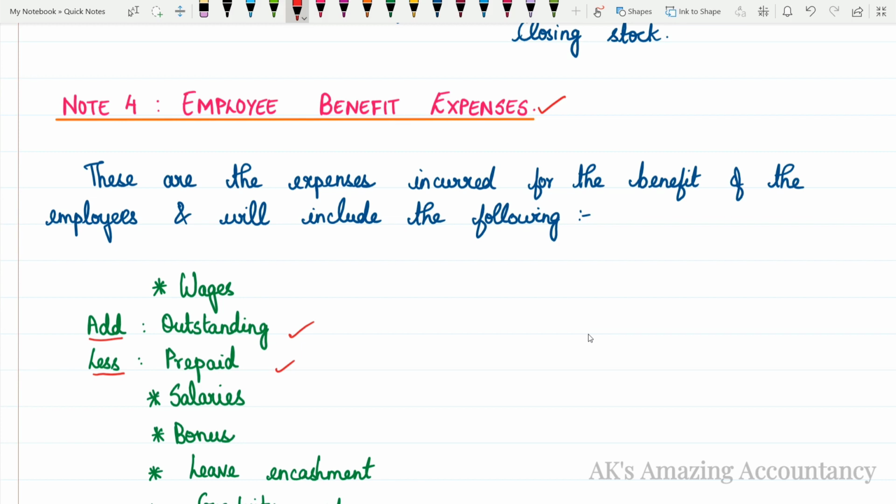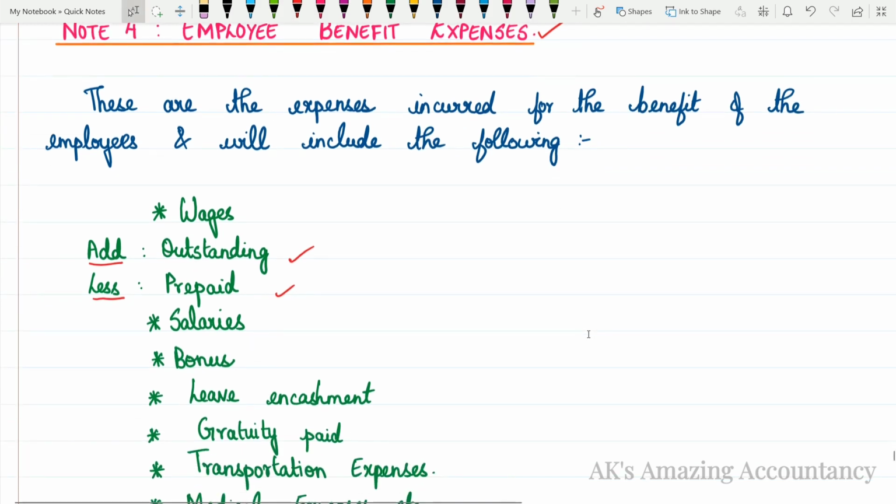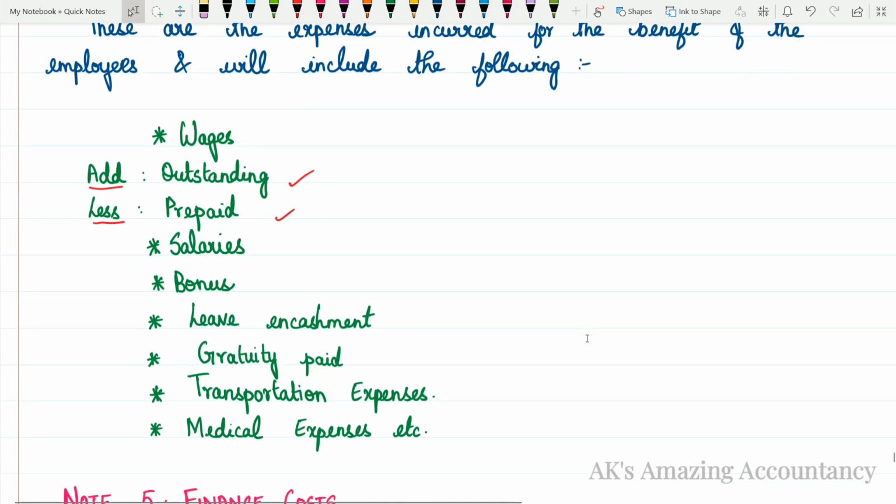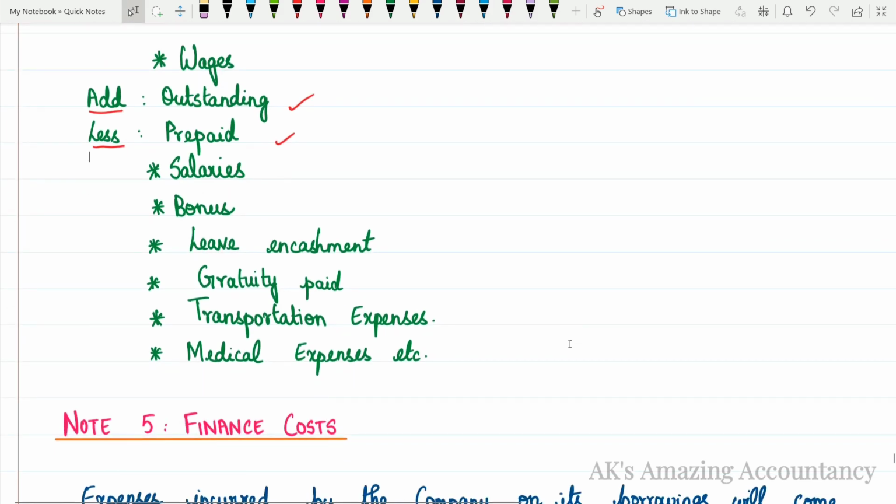So after doing all this, find out the total of all these items, and that total will give you the total of note 4, and that total alone will be taken to the statement of profit and loss. As I told you already, in the statement of profit and loss, we will not show any calculations. We'll be showing only the final amounts of each and every note.